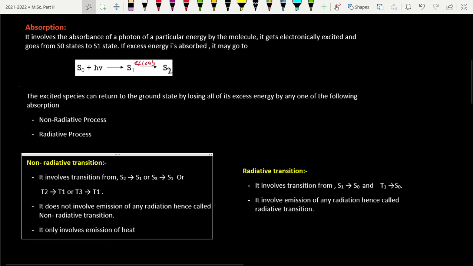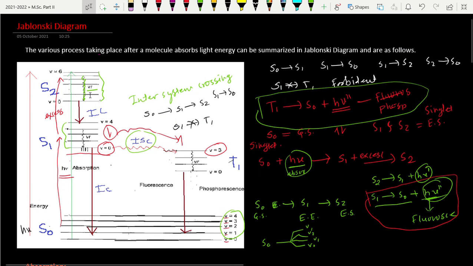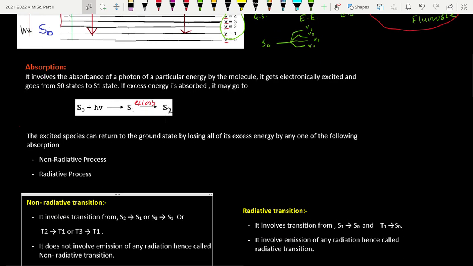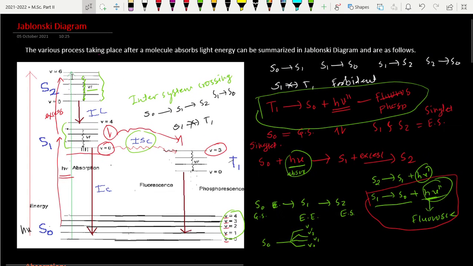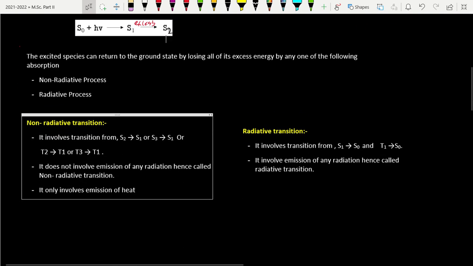In the case of non-radiative transitions, it involves going from higher energy to lower energy. You can see that this is the singlet higher energy and this is the singlet lower energy. So when the electrons come down from S2 to S1, that is known as a non-radiative transition, or S3 to S1. Or T2 to T1. These are the non-radiative processes. It does not involve emission of any radiation, hence it is called a non-radiative transition.